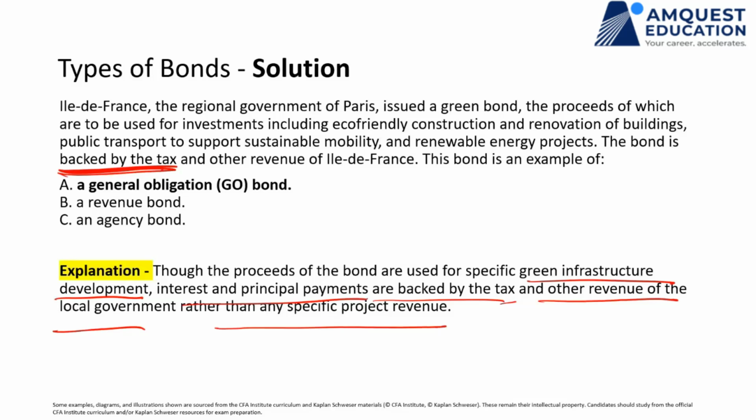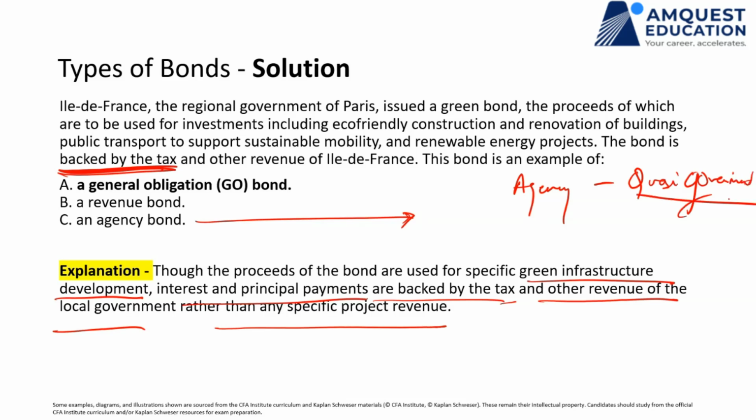If this would have been backed by a specific project's taxes or revenues, we would have called it a revenue bond. And an agency and a non-agency bond: typically the word agency is used for quasi-government entities, right? Fannie Mae, Freddie Mac, and Ginnie Mae. And non-agencies are private entities.